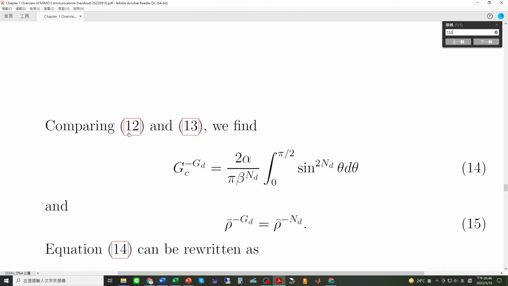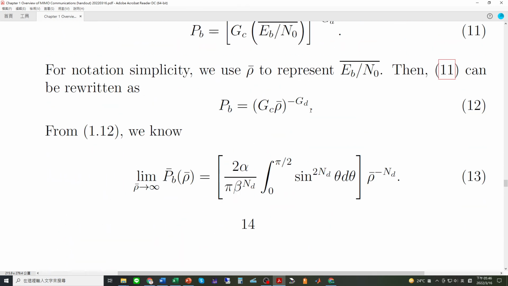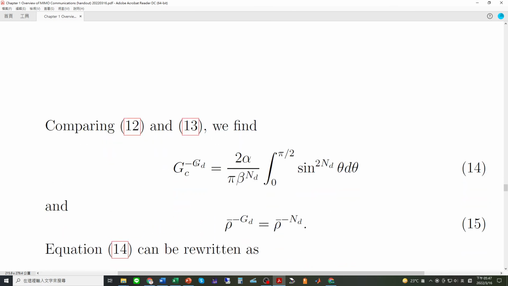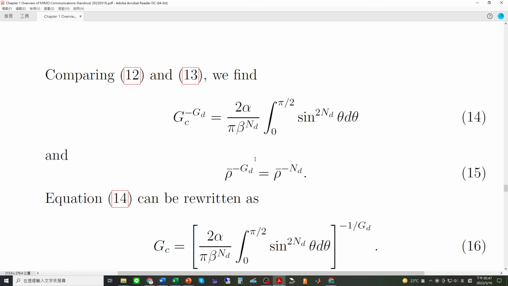Comparing equations 12 and 13, let us compare the equations. You can find that here is the rho bar, and it is minus GD. This is the minus ND. So this term in the bracket is equal to GC to the power of minus GD. So GC to the power of minus GD is equal to this expression, and rho bar to the power of minus GD is equal to rho bar to the power of minus ND.